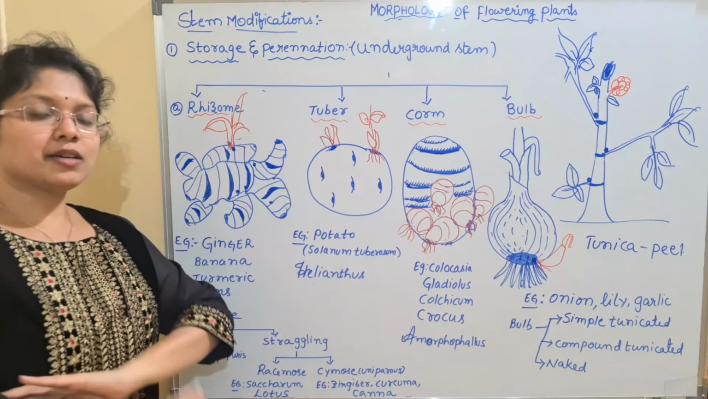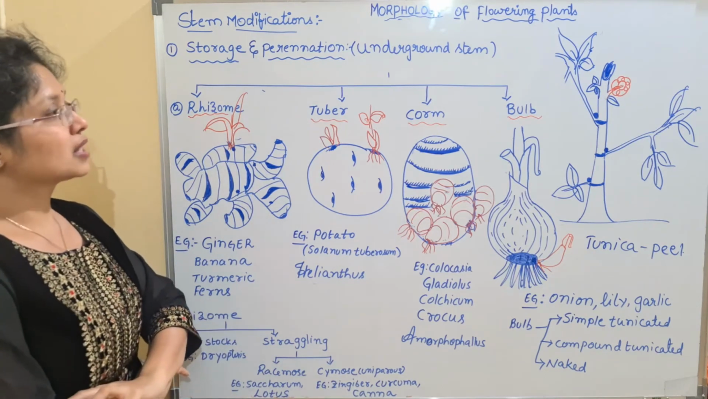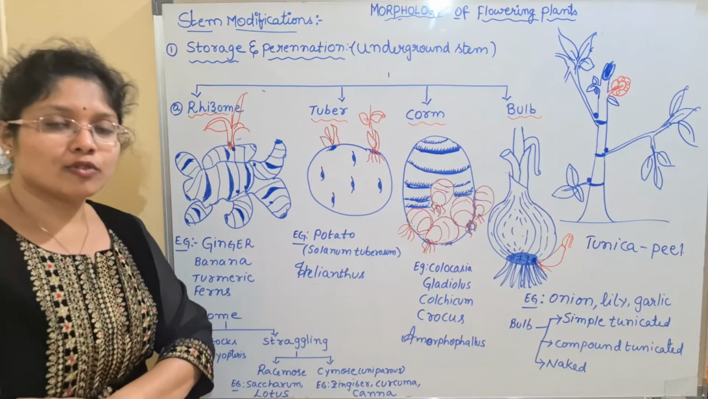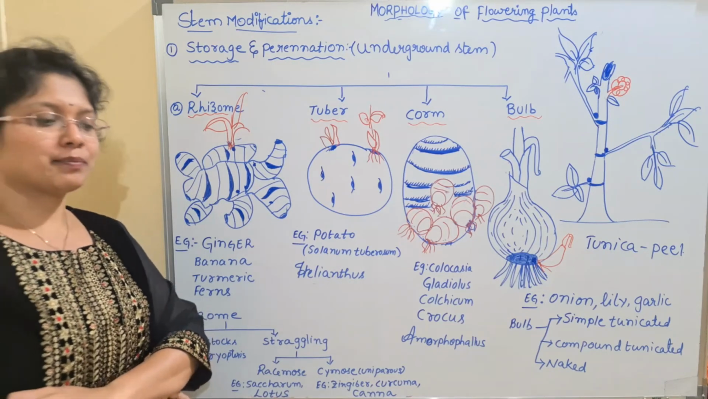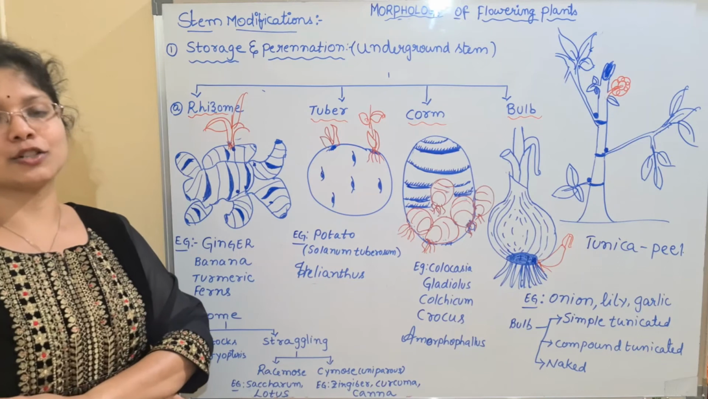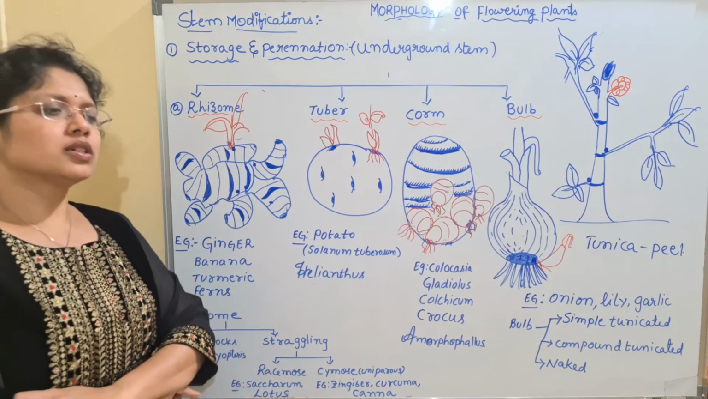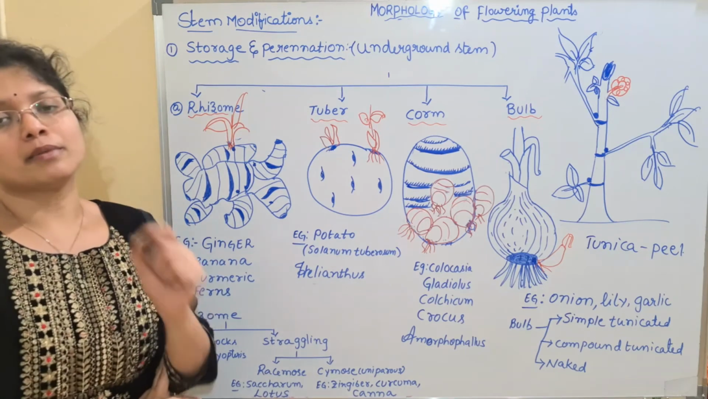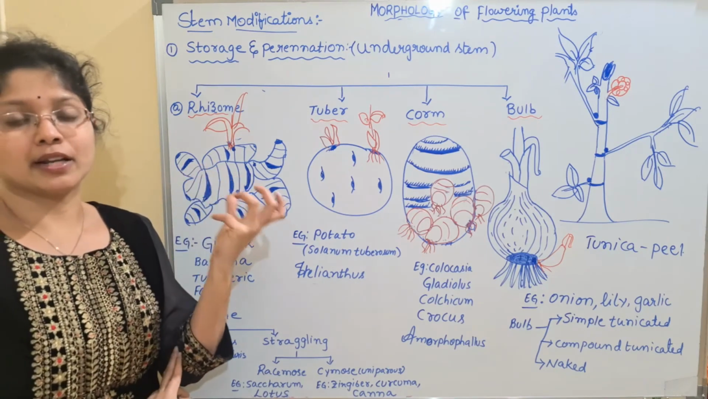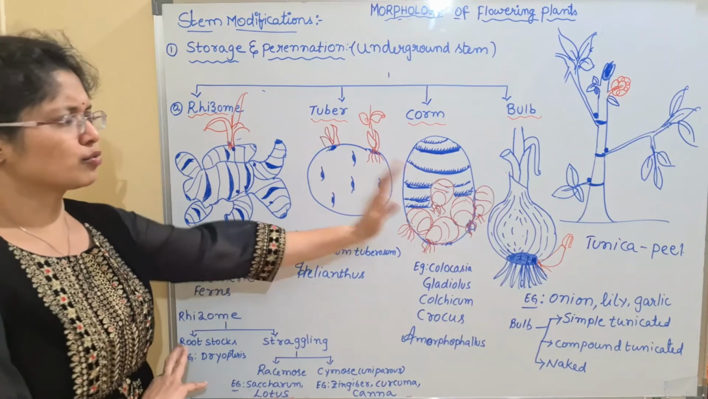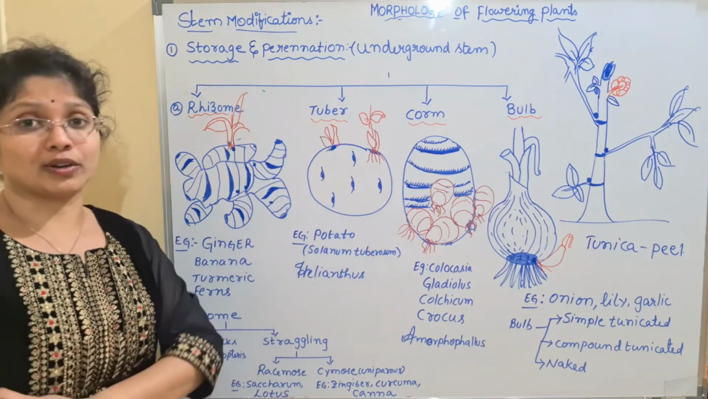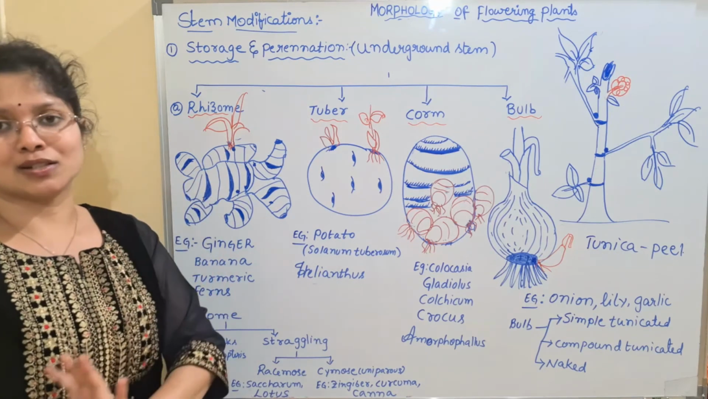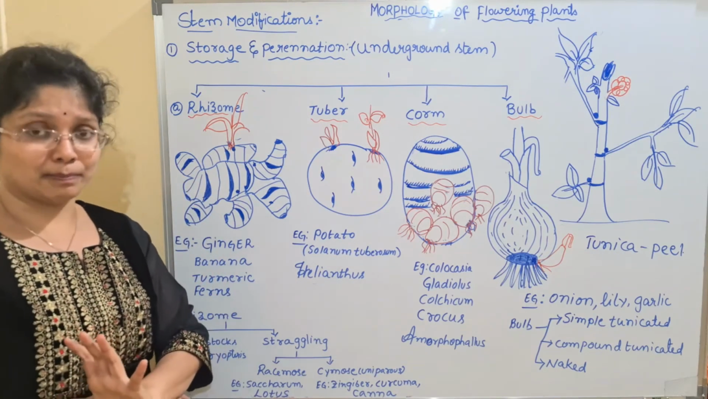And in the next lecture, I will be discussing the remaining functions of the stem, that is, stem used for vegetative propagation, stem used in defense, stem used for climbing. So different functions of the stem that we'll be discussing. The most important parts of the stem are storage, perennation, and vegetative propagation. So all these four are very, very important for your NEET, children. So you have to remember each and every point that I have discussed today along with the examples.